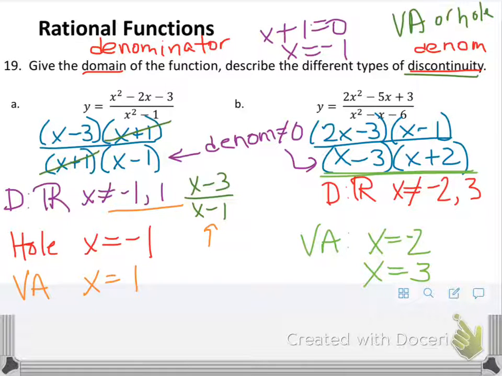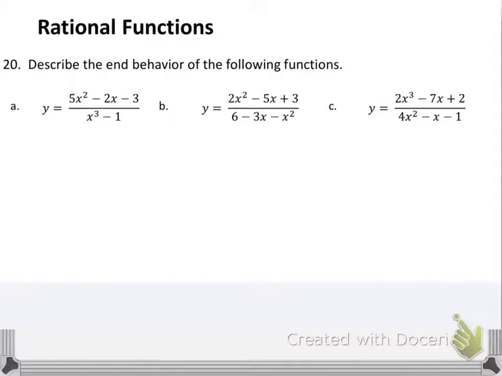The last thing we're going to look at is question 20, and question 20 is asking us to describe the end behavior of the functions. Now what's nice about describing the end behavior of rational functions is we don't need to factor it, which is good because some of these look complex.